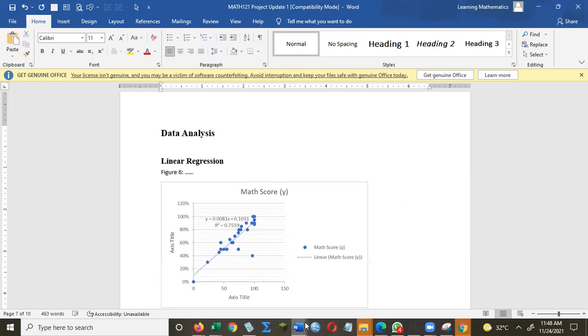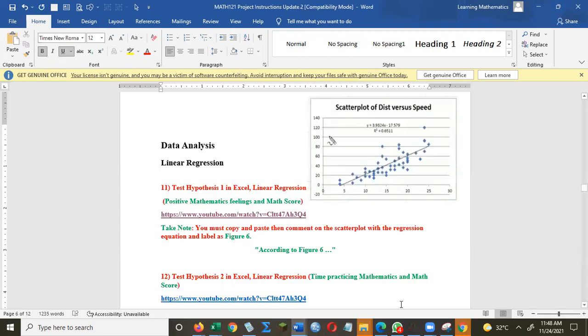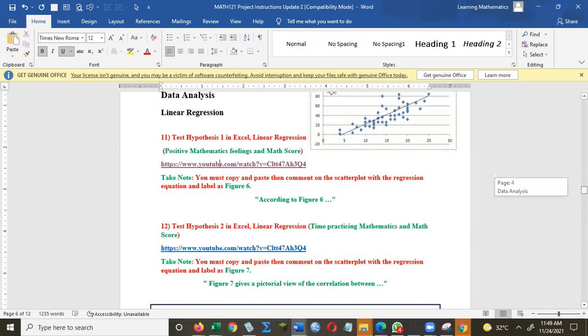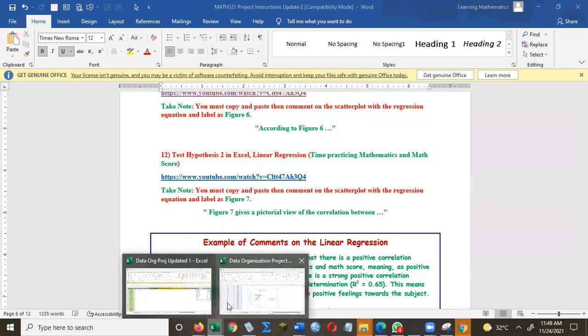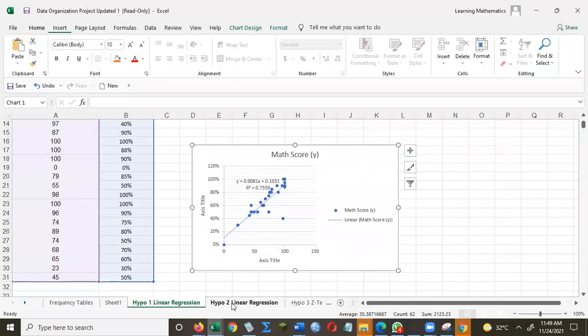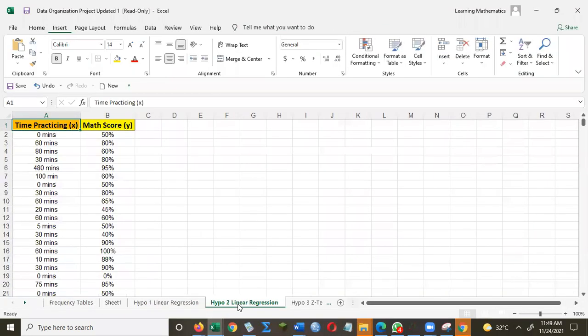Then you go back to the instructions. The instructions say that for figure 7, you have to do another linear regression, and that would be for the time and the score. You go back to your Excel spreadsheet, and you go to hypothesis 2, time and score again. You do another linear regression, okay?